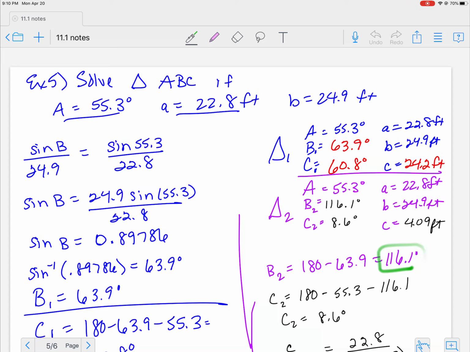All right? Then I'm saying, okay, I'm already given this 55.3. I have that. I have the potential of a 116. So of my 180 degrees in my triangle, take out what you already know, take out the possible B, and see if you have anything left over. If you have something left over, you have a second triangle. And that's how you figure it out.